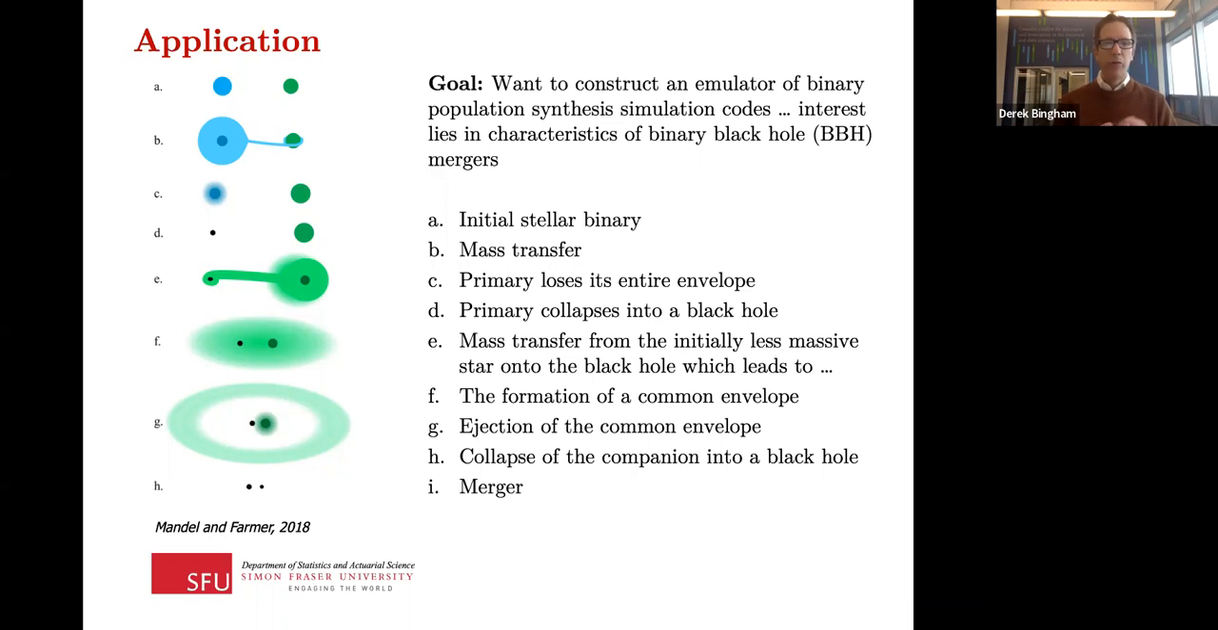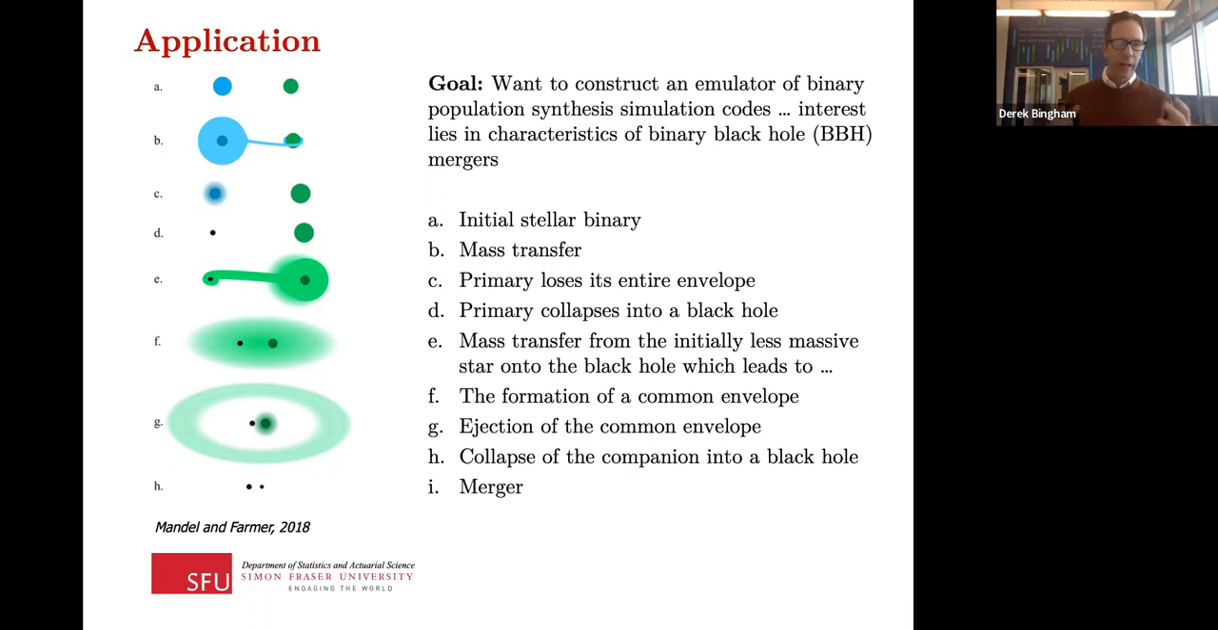As the primary loses that envelope and the secondary star absorbs some of that mass, the primary collapses into a black hole. Then the secondary star, which is now pretty big, does its thing and evolves also into a black hole. There's a mass transfer from the initial smaller star onto the black hole, and then they form this common envelope, which you see in step F.